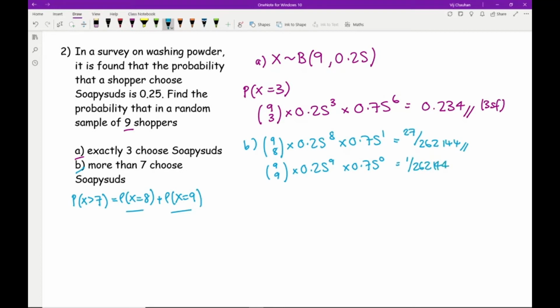262,144. So now what I need to do is add these 2 fractions together, which is a lot easier by doing it as fractions. So I've got 28 over 262,144, which I know is going to simplify to give me 7 over 65,536, which gives me an answer of 0.000107 to 3 sig fig. And there's my final answer.